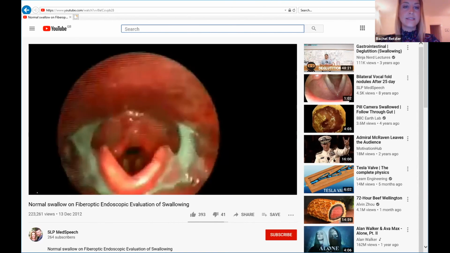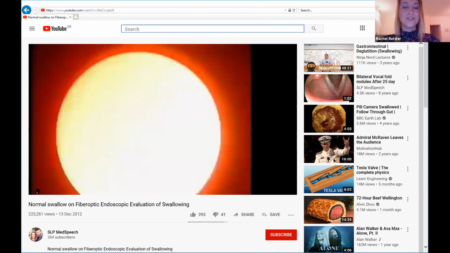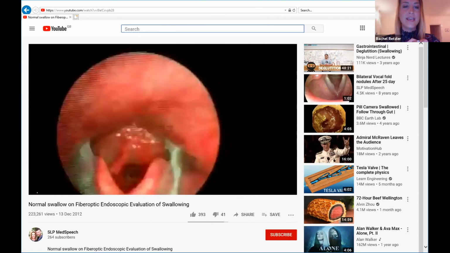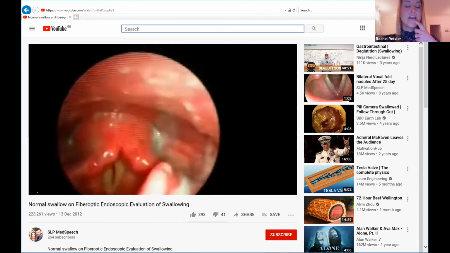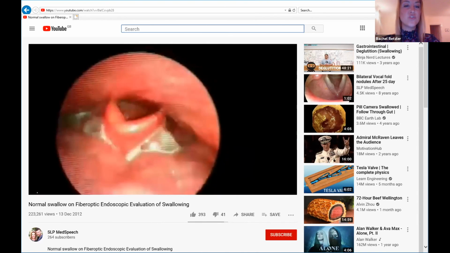So you can see he's doing a couple of consecutive swallows. He's going swallow, swallow, swallow. And you can see that they've added color to this. I assume it's milk he's drinking. You can see a little bit of residue following the swallow.